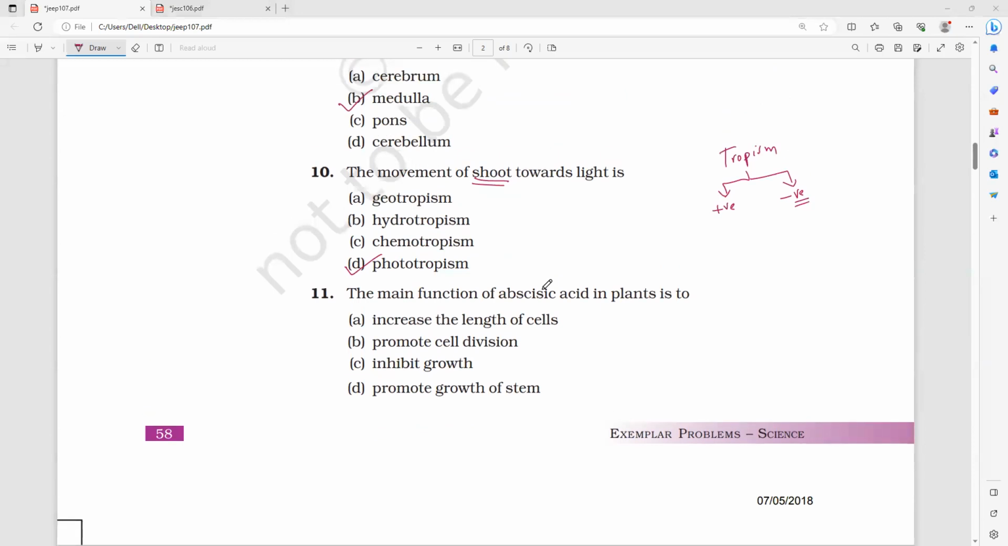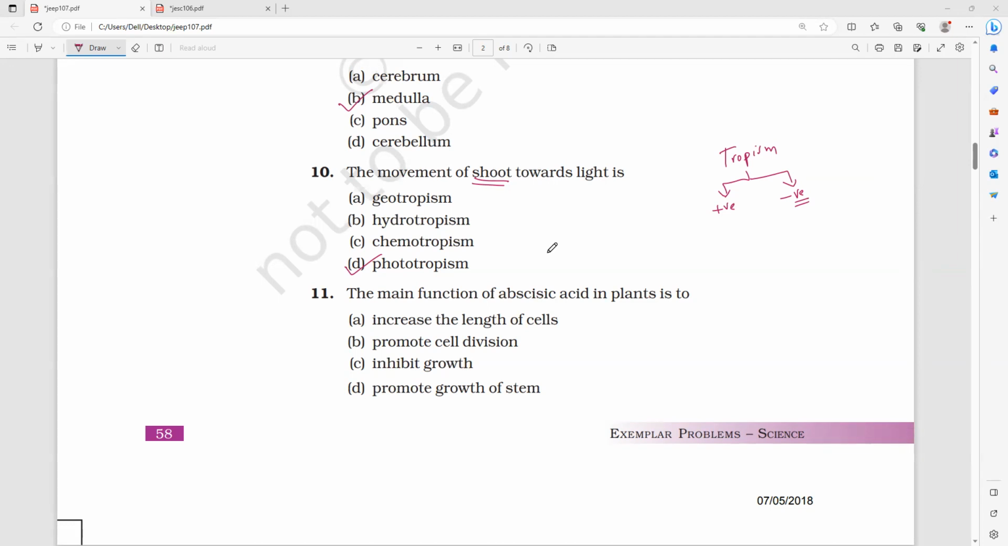For example, growing of roots is the negative tropism of phototropism. Am I right or wrong? Negative example of phototropism is growing of roots, positive example is growing of the shoot. Like that, if you take geotropism, what is the negative example of geotropism? Growing of shoot. Positive tropism, growing of roots. So like that you have to learn it.